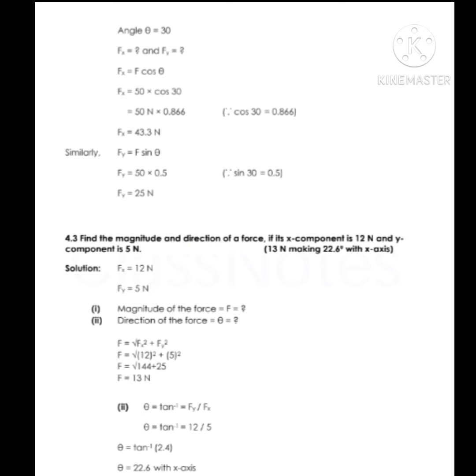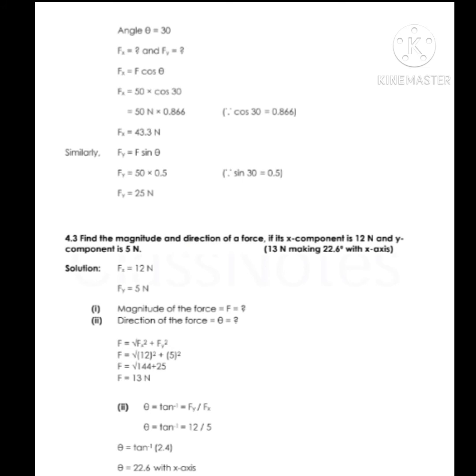Find the magnitude and direction of the force if its x component is 12 Newton and y component is 5. So given data is F of x is 12 Newton and F of y is 5 Newton. We will find the magnitude of the force, that is F, and the direction of the force, that is theta, which is also known as angle. As we know, the magnitude of the force is F equals under root F of x squared plus F of y squared. So by putting the values of F of x and F of y and by taking the under root, we have force equals 13 Newton.